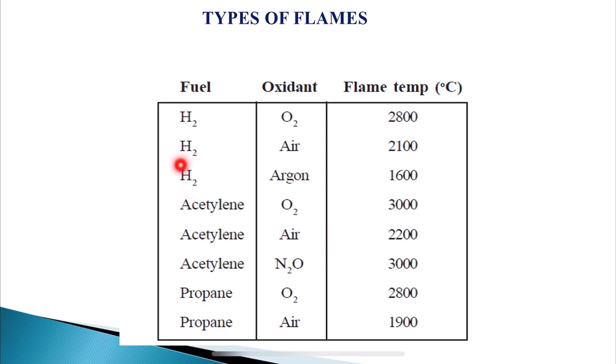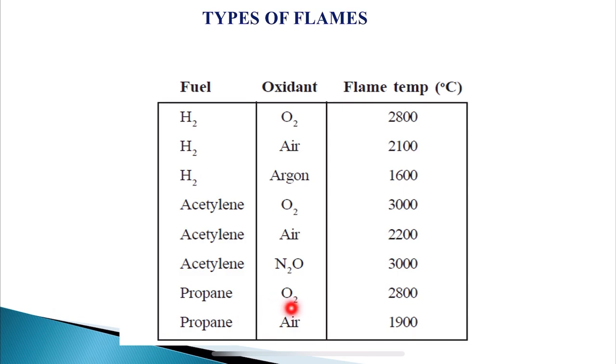Suppose if I use H2 as fuel and ordinary air, I will get 2100 degrees centigrade of flame temperature, and if I use H2 as fuel and argon as oxidant, I can attain 1600 degrees centigrade. If I use fuel acetylene and oxidant as oxygen, I can go up to 3000 degrees centigrade flame temperature, and if I use acetylene as fuel and air, then 2200 will be the maximum flame temperature which I can attain. And if I use acetylene as fuel and N2O, then I can go up to 3000 degrees centigrade.